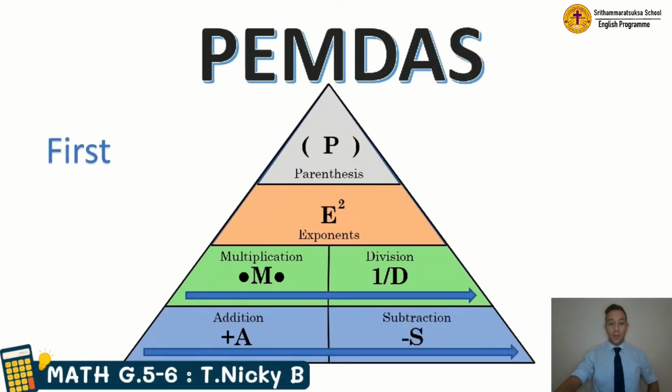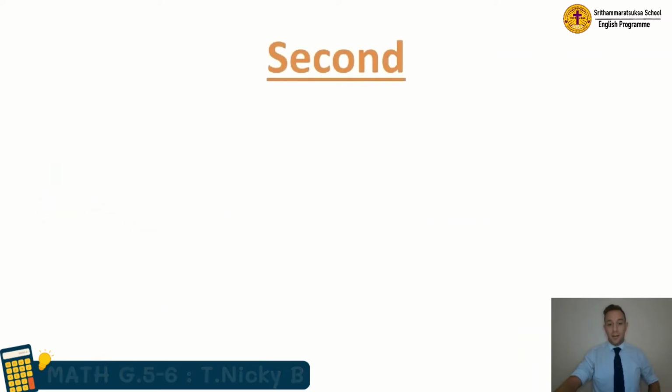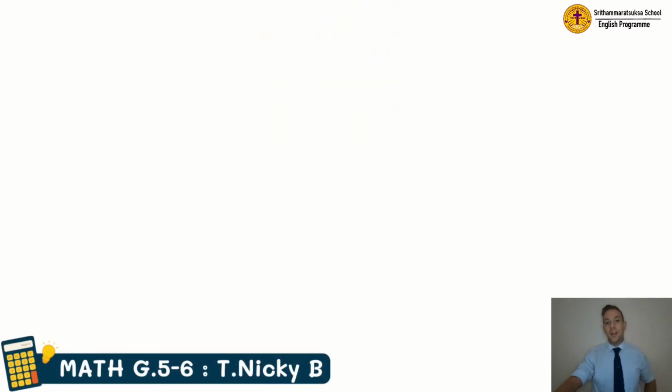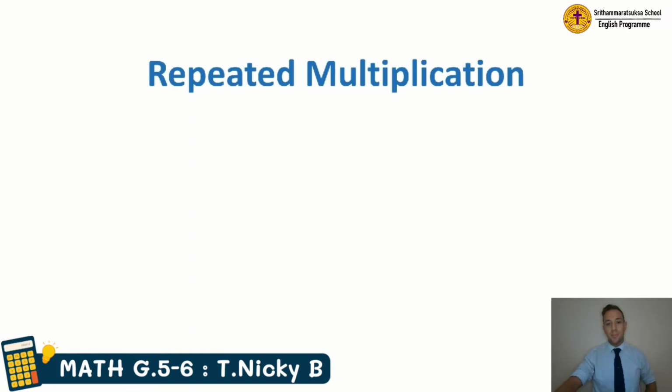Alright, so the next part of our PEMDAS is exponents. Let's take a look at that. Exponents are a fancy word for repeated multiplication. And what I mean by repeated multiplication is a number multiplied by itself. In this instance, 4 multiplied by 4 can be written as 4 to the power of 2.